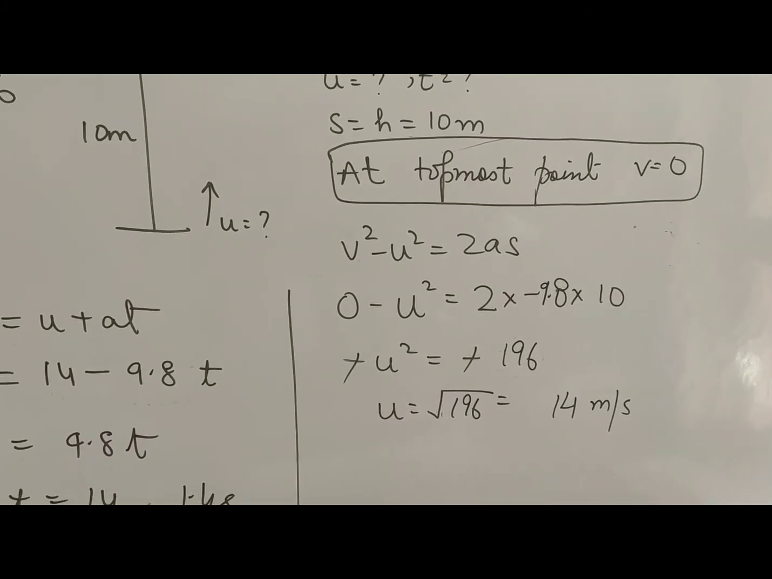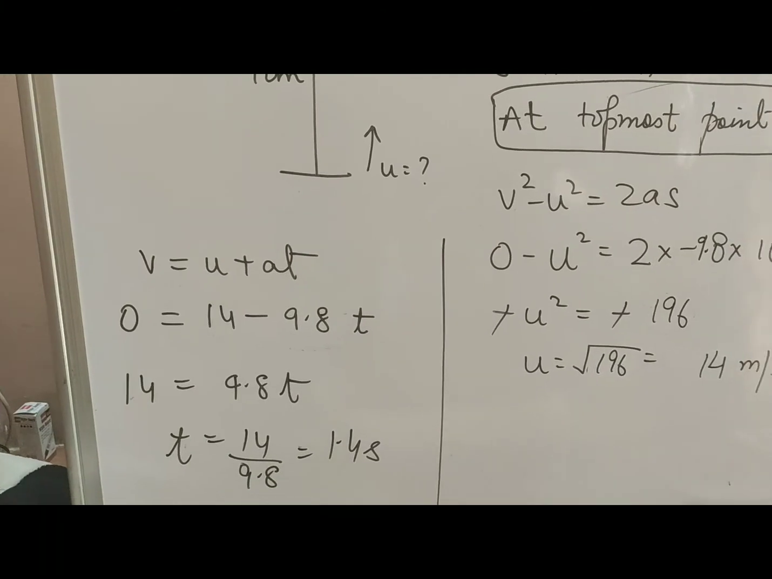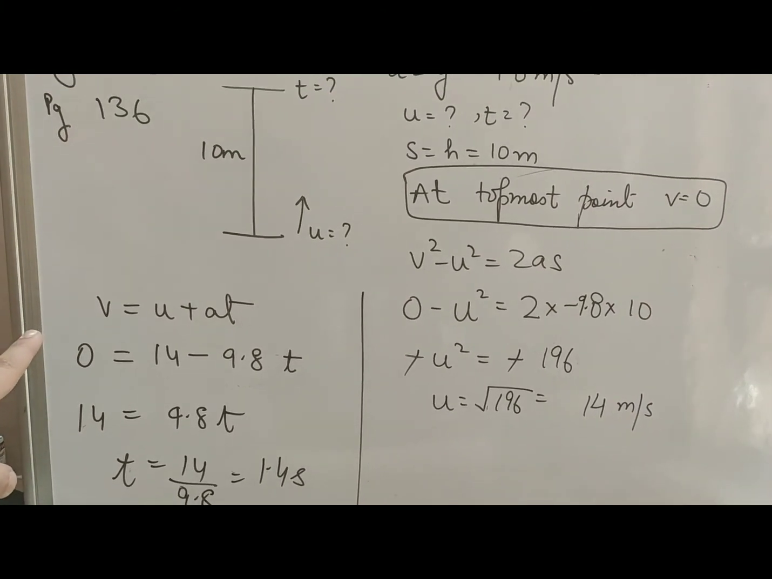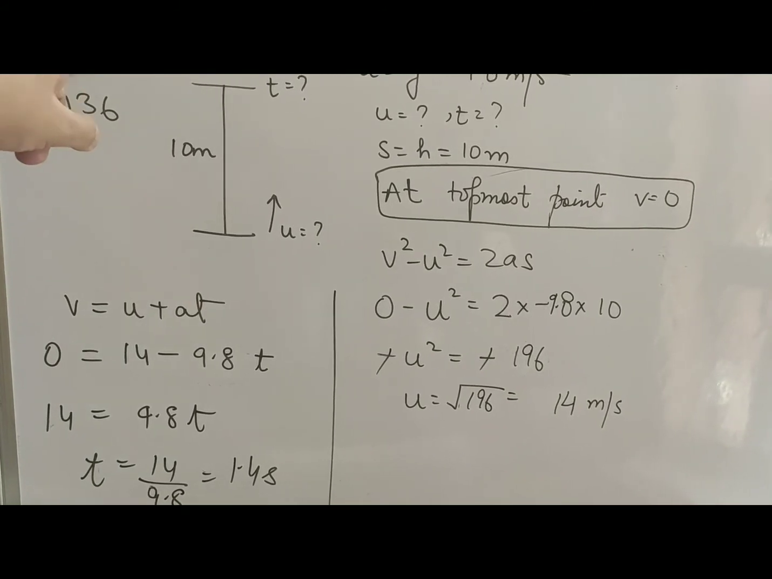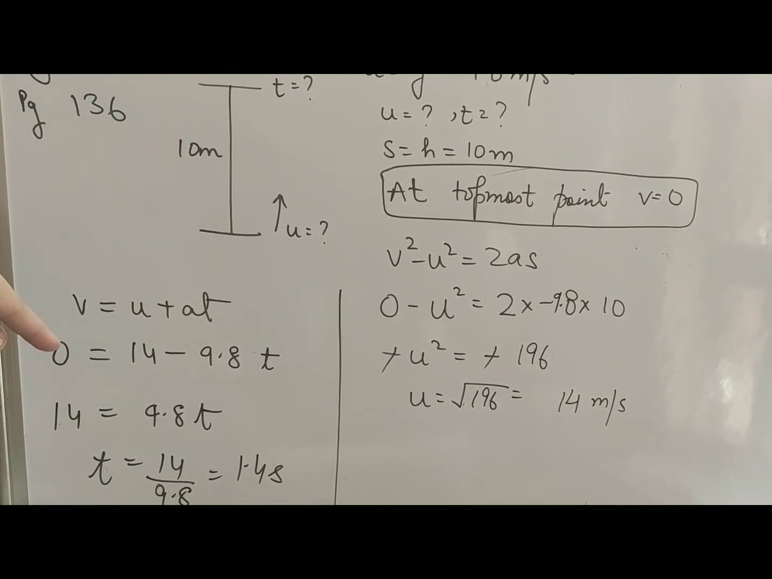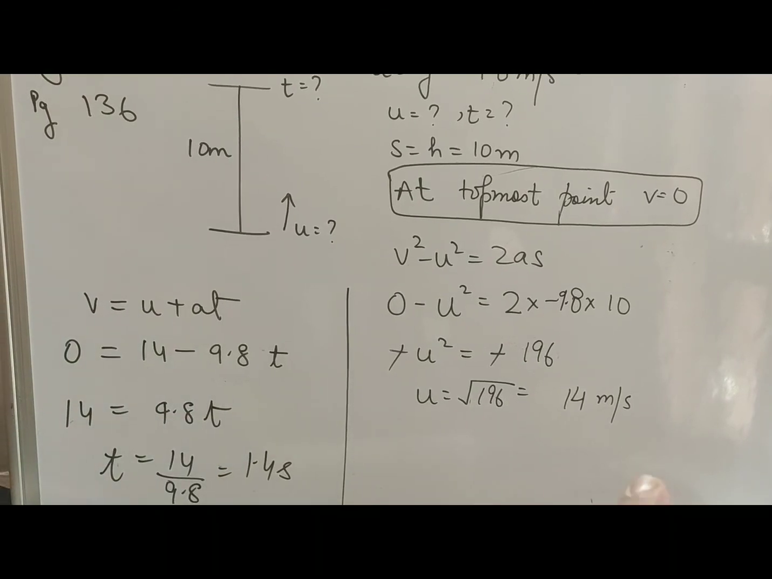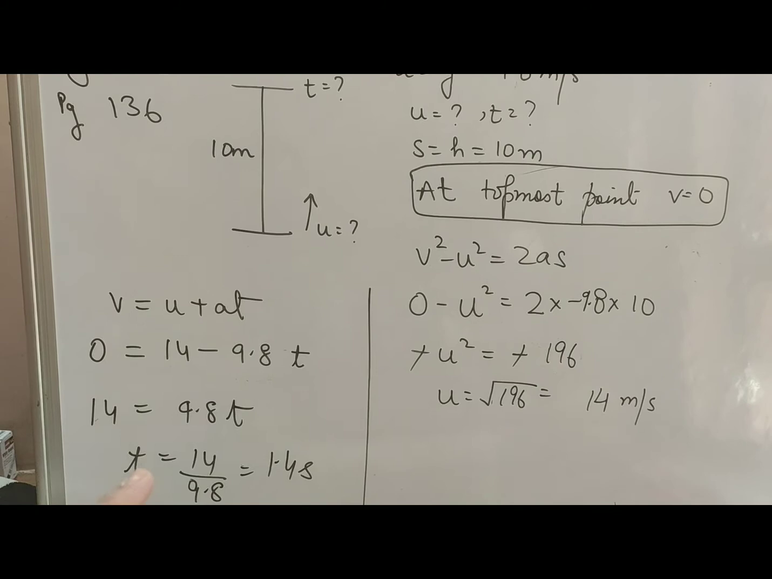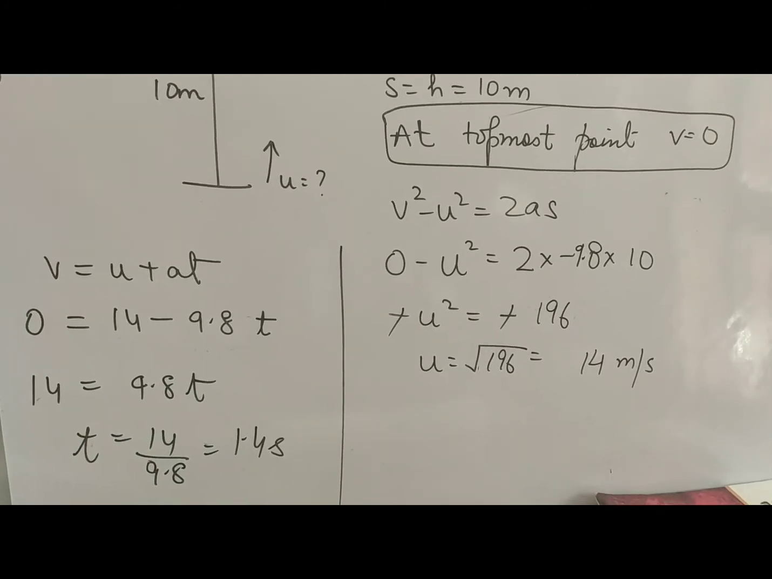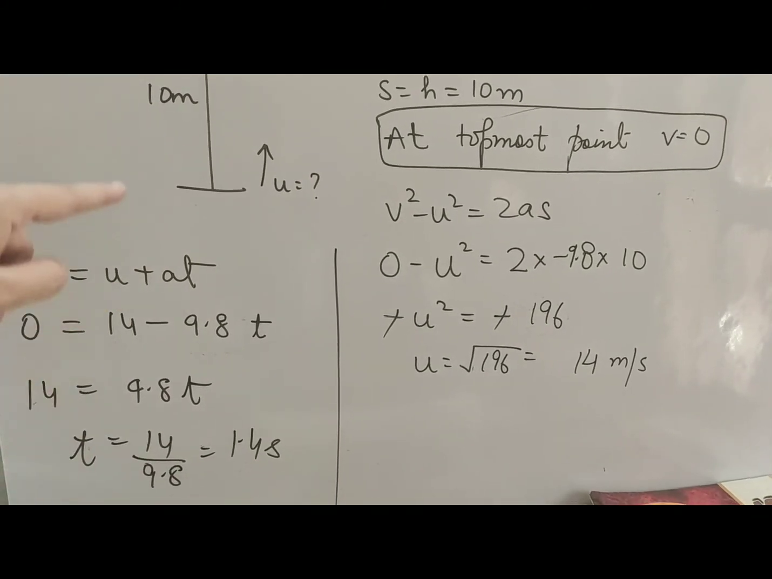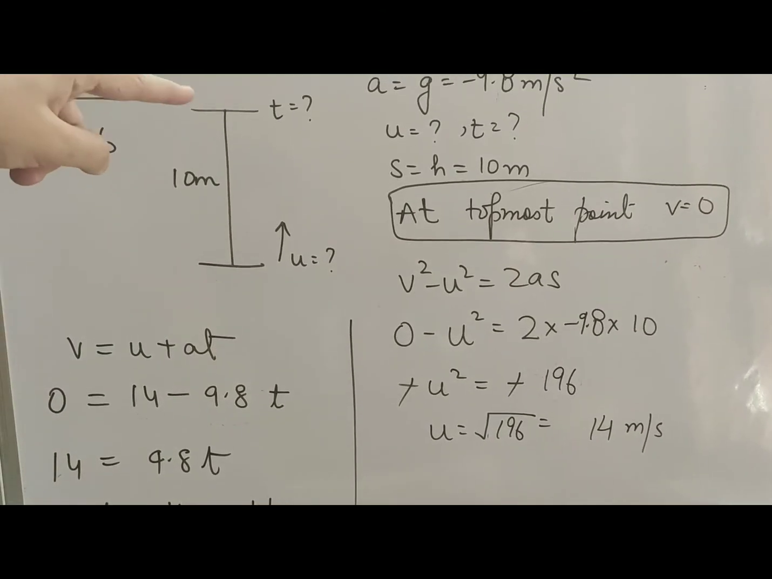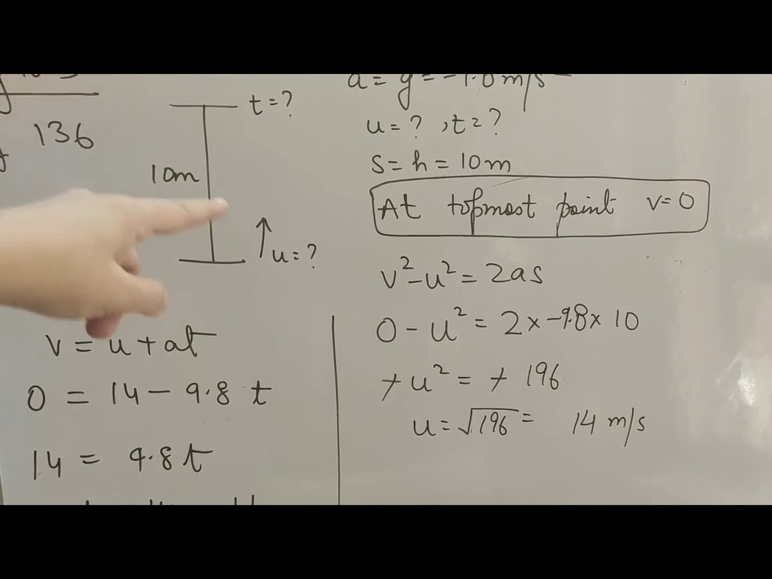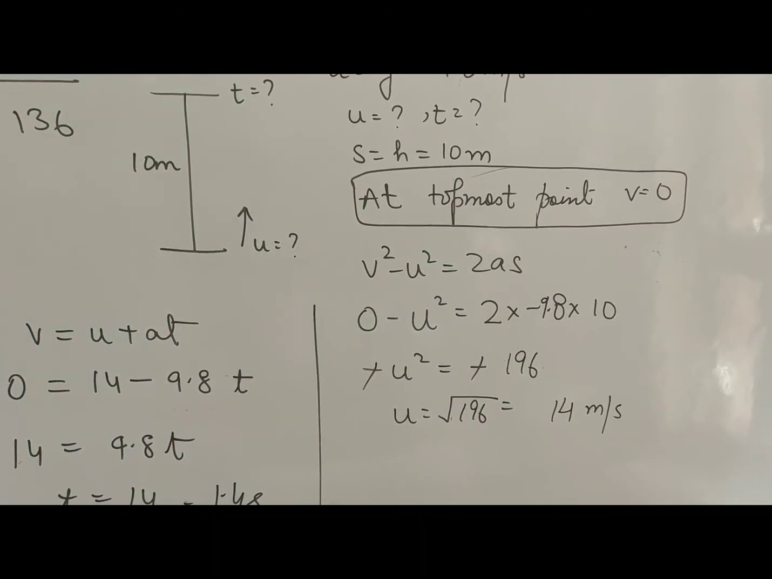Now in the same question, you were asked to calculate the time to reach the maximum height. So we use the first equation of motion, v is equal to u plus at. V at the topmost point is 0, so we have put the value of v as 0. u अभी हमने calculate किया था 14 meter per second और a को minus 9.8 लेकर we have calculated t as 1.4 seconds. So this object will take 1.4 seconds to reach the maximum height, and it must have been thrown with a speed of 14 meter per second.